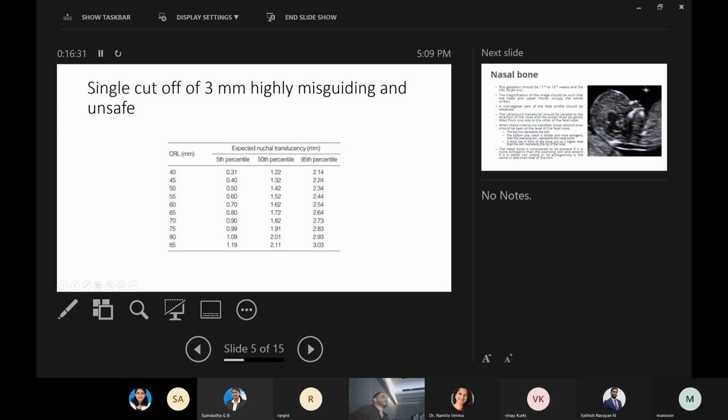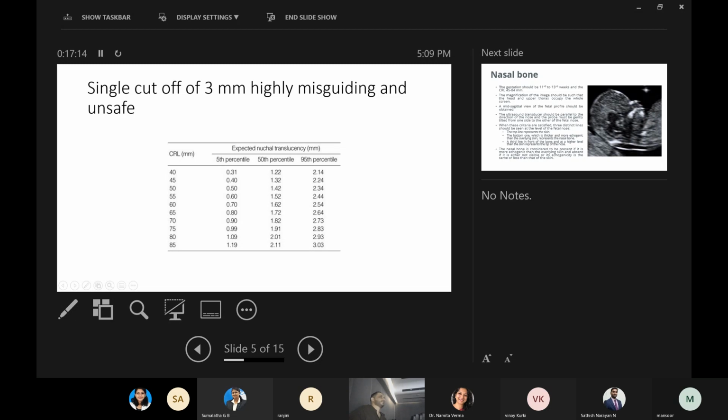Now, a single cutoff of 3 mm, I was telling you, is very dangerous. For example, if we see for the CRL of 45 mm, 2.2 is the 95th percentile. So if you give here 2.3, then for a CRL of 45, even 2.3 will be high. If we are taking 3 as the cutoff, then you can see 3 is the cutoff only at 85 mm CRL. And that means this is the last limit when the baby is fully grown, that time we are taking this. Otherwise, nowhere is it meeting the 3 mm criteria for 95th percentile.